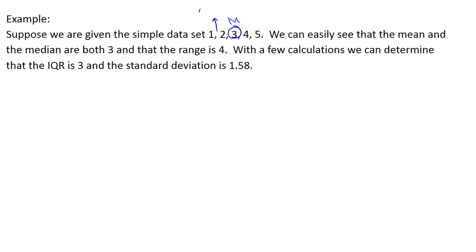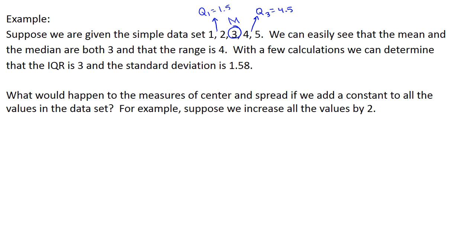The Q1 would be halfway between 1 and 2, so it would be 1.5. And the Q3 would be equal to 4.5. So you can see that the Q3 minus the Q1 is 3. If you entered these into your calculator, you would find that the standard deviation is 1.58.